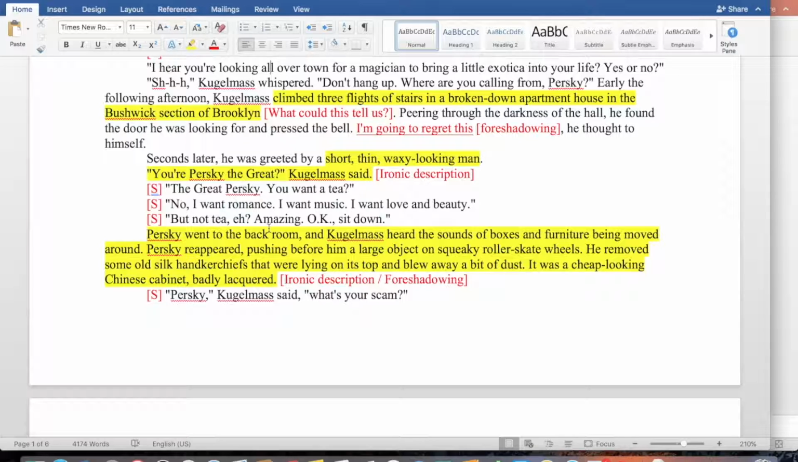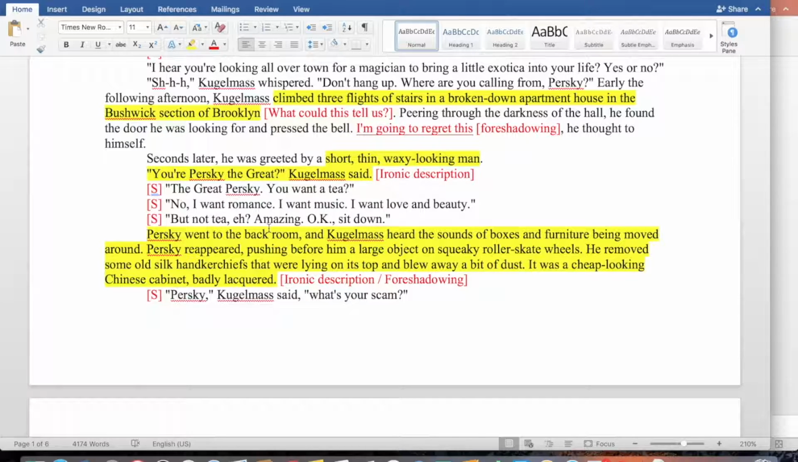Right? Peering through the darkness of the hall, he found the door he was looking for and pressed the bell. I'm going to regret this, he thought to himself. Again, some foreshadowing there. Seconds later, he was greeted by a short, thin, waxy-looking man. You're Persky the Great, Kugelmass said. The Great Persky. You want some tea?